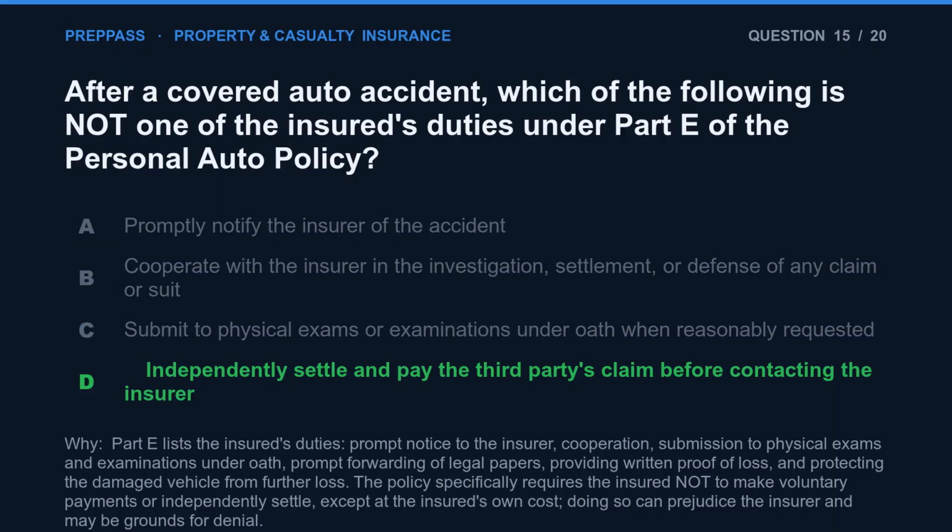The correct answer is D. Part E lists the insured's duties: prompt notice to the insurer, cooperation, submission to physical exams and examinations under oath, prompt forwarding of legal papers, providing written proof of loss, and protecting the damaged vehicle from further loss. The policy specifically requires the insured not to make voluntary payments or independently settle, except at the insured's own cost. Doing so can prejudice the insurer and may be grounds for denial.